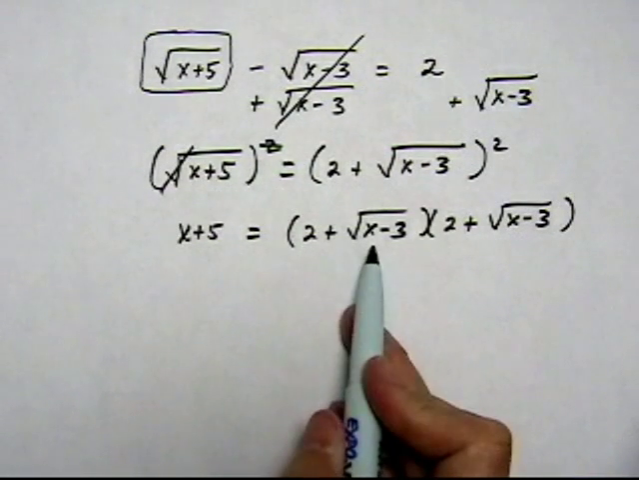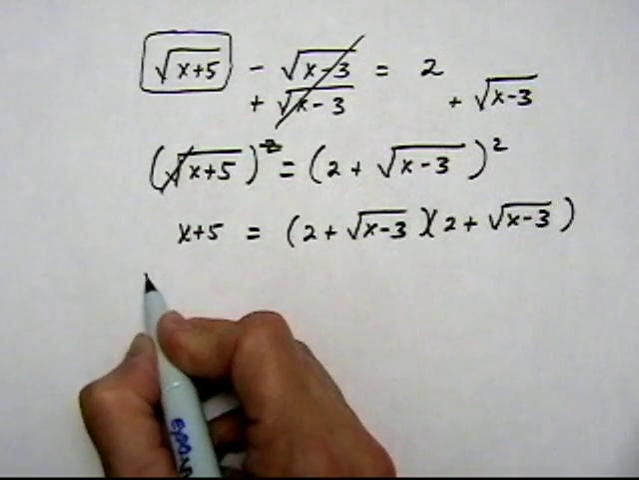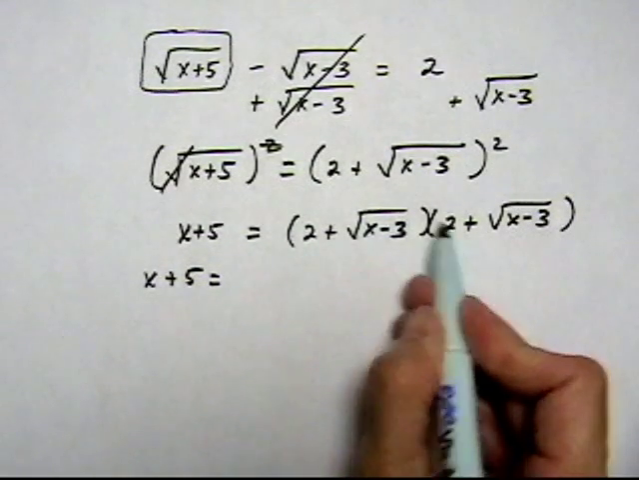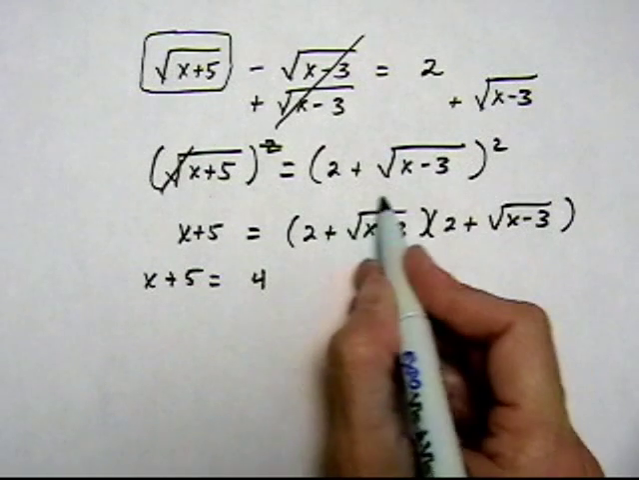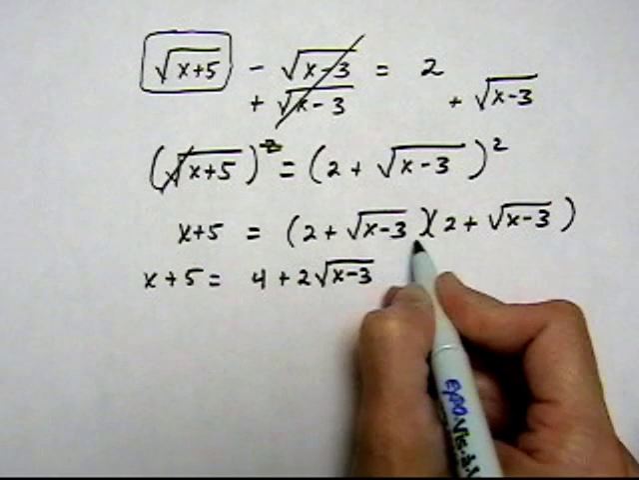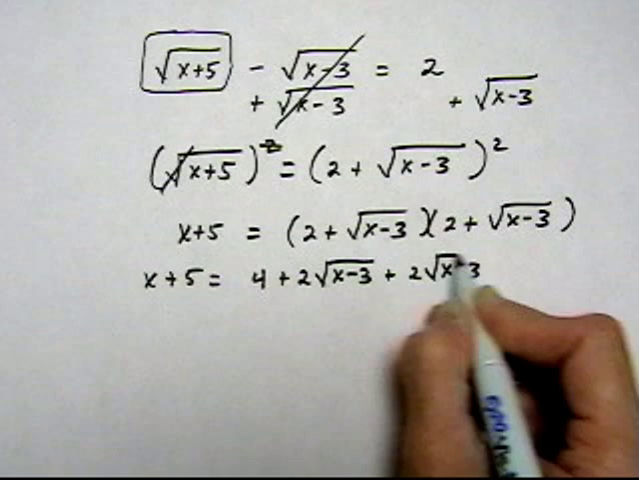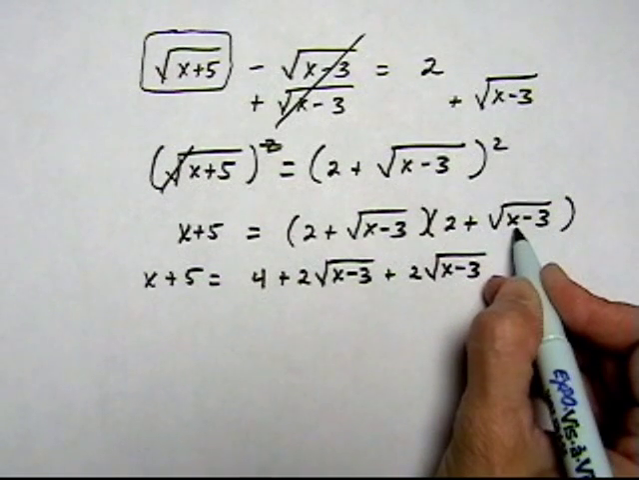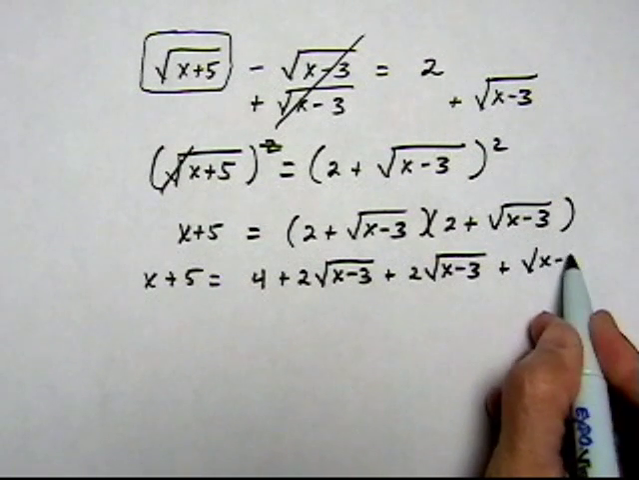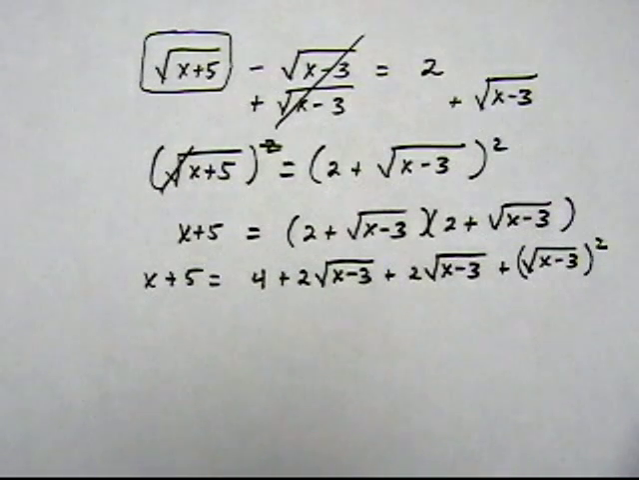Alright, so we have 2 plus root x minus 3 times itself, so we have to FOIL that out, so it's going to be a pretty long expression. FOILing it out, we get 2 times 2 is 4, plus 2 root x minus 3, plus 2 root x minus 3 again for the insides. And for the outer terms, we get root x minus 3 times itself, so plus root x minus 3 squared. And let's simplify what we have.